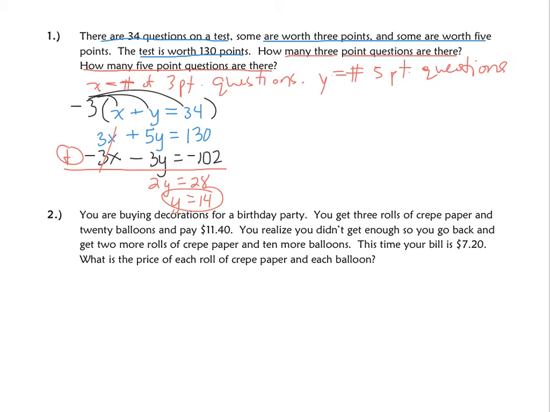Now I take my y value and I'm going to plug it into this equation right here. So x plus 14 equals 34. If I subtract 14 from both sides, I get x is equal to 20. So that means that there are 20 3-point questions.